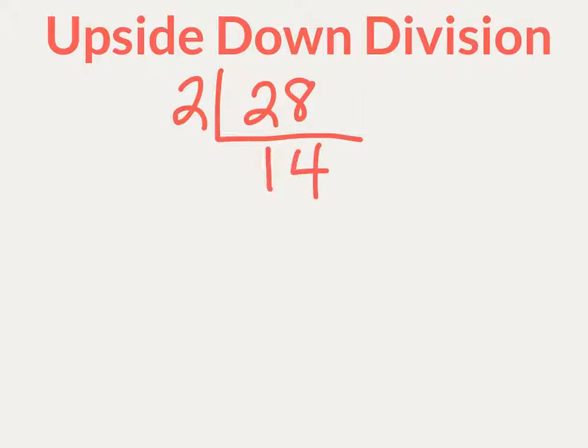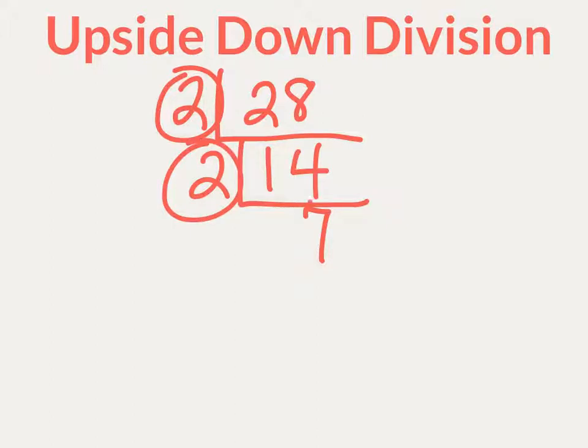Now let's use that same number of 28 to do prime factorization using our other method of upside-down division. I divide 28 by its smallest possible prime number, and that would be 2. I know that 28 can be divided by 2, and that would give me 14. Now I know 14 can also be divided by 2, and that 14 divided by 2 would give me 7. The number 2 is prime, the number 2 is prime, and the number 7 is prime, so I'm finished.